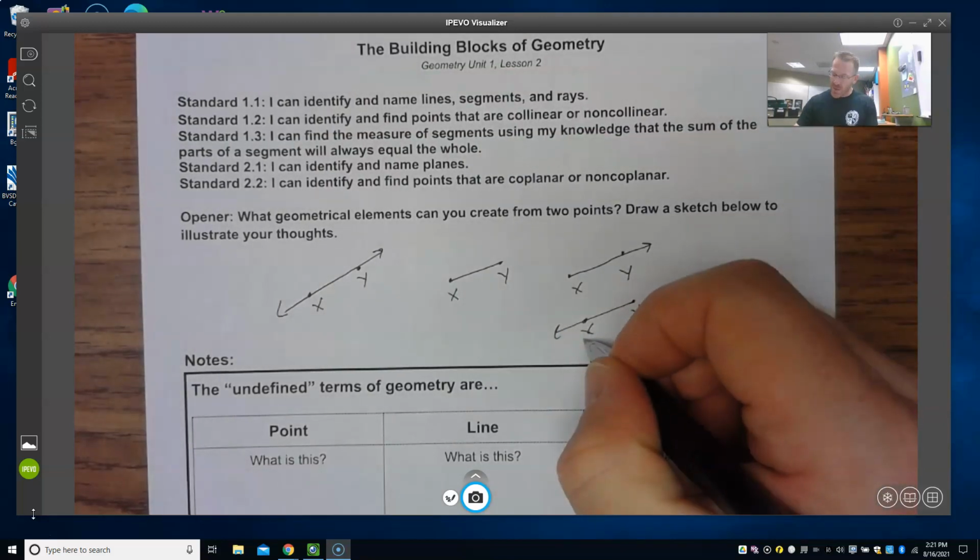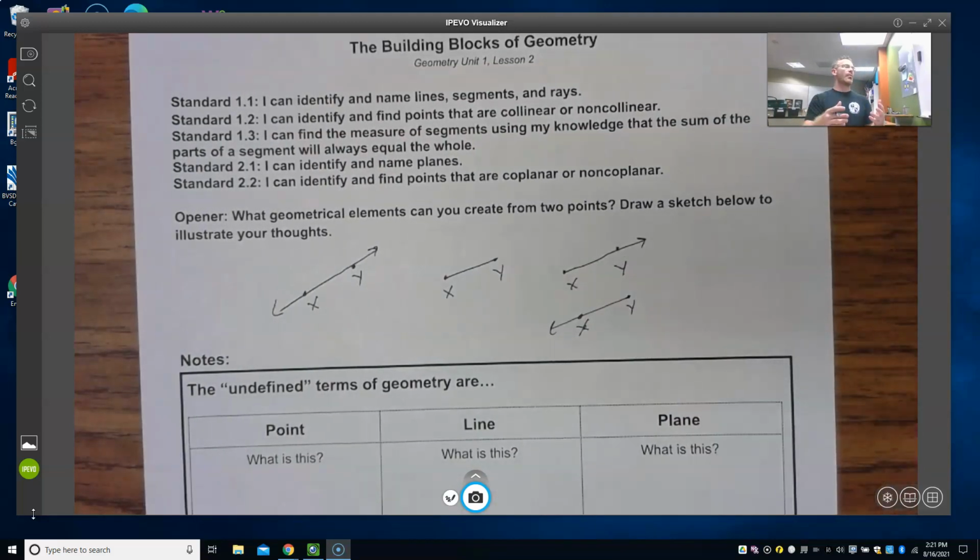Those are really the main things that we think about when we have 2 points. I can create a line, a segment, a ray through those 2 points. Now, maybe you came up with some different things. If you came up with some interesting things, be sure to share those in class tomorrow as we go through this. So now, moving on from the opener.